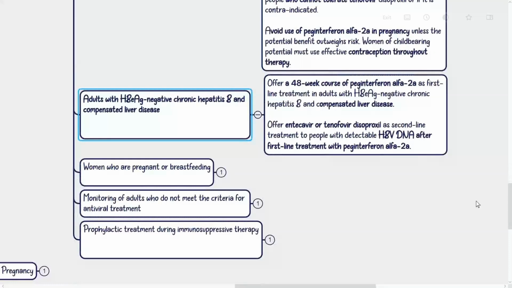Avoid use of peginterferon alfa-2a in pregnancy unless the potential benefit outweighs risk. Women of childbearing potential must use effective contraception throughout therapy.